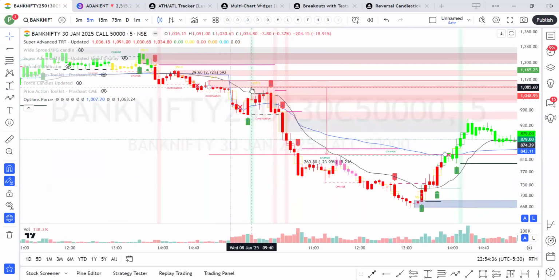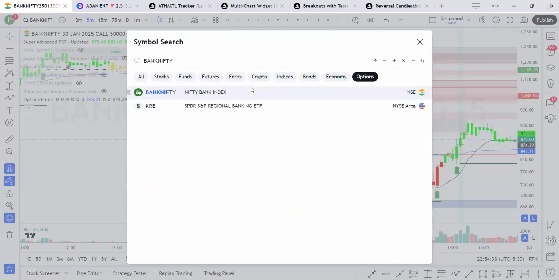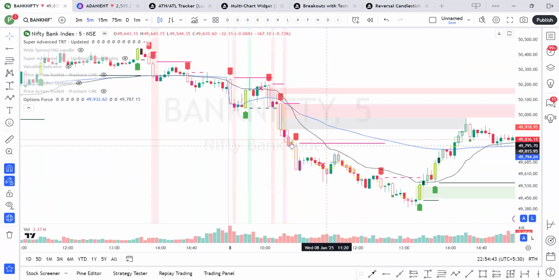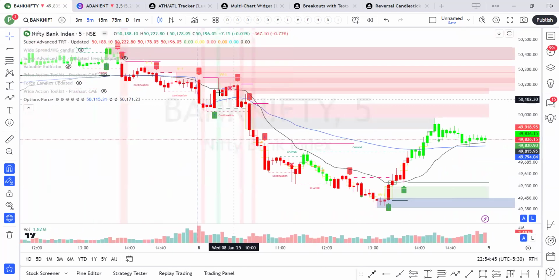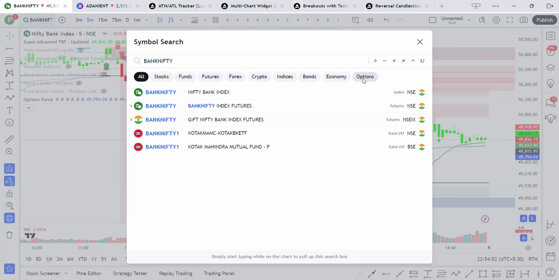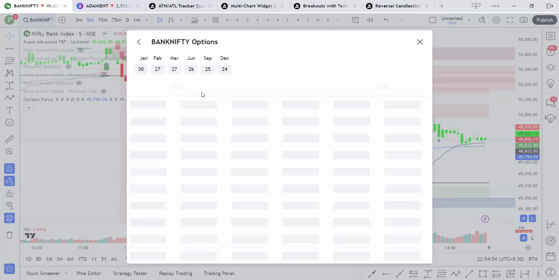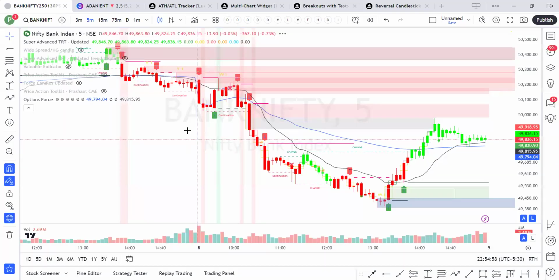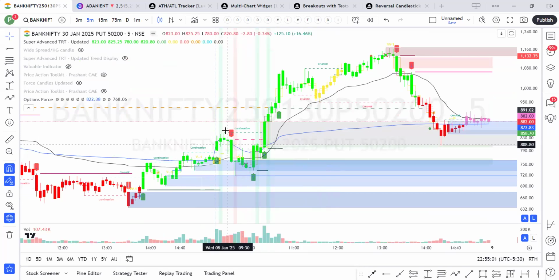At this time, first we'll use the Bank Nifty chart. This is the Bank Nifty chart, okay? And at 9:40, this is the level, 50,200. So we'll check the 50,200 put. Bank Nifty 50,200 put.